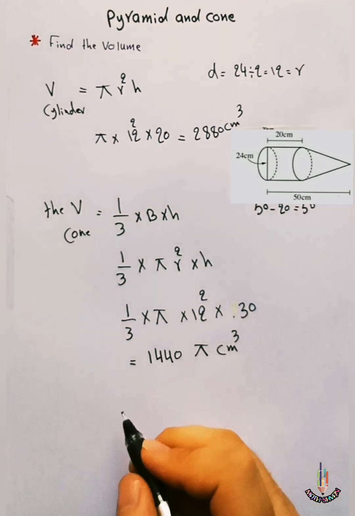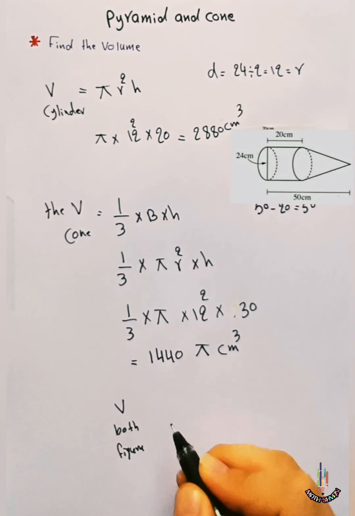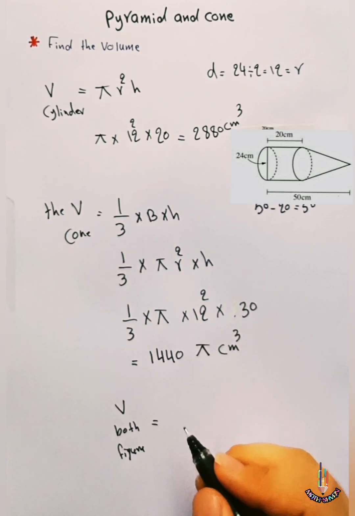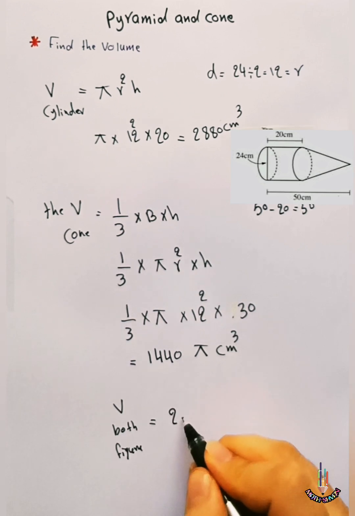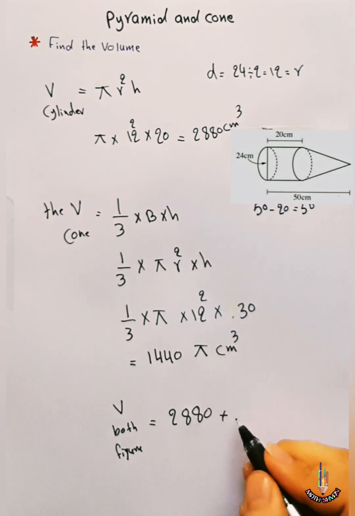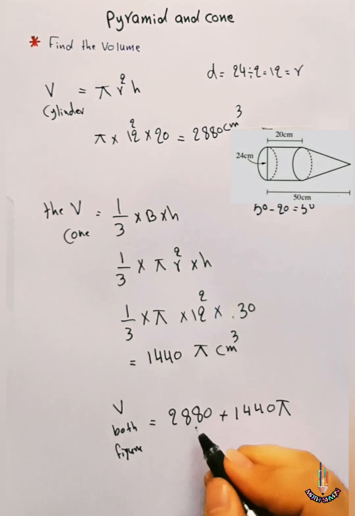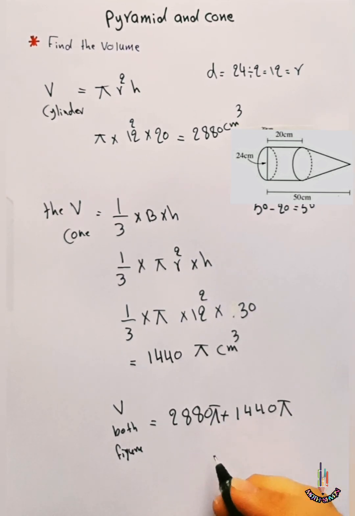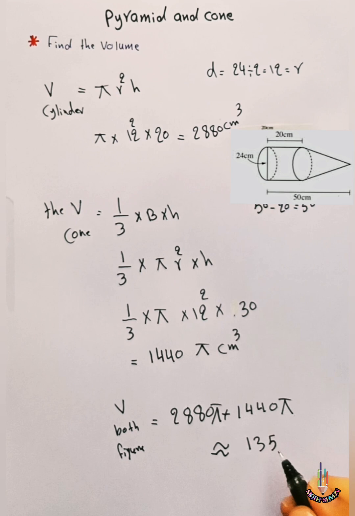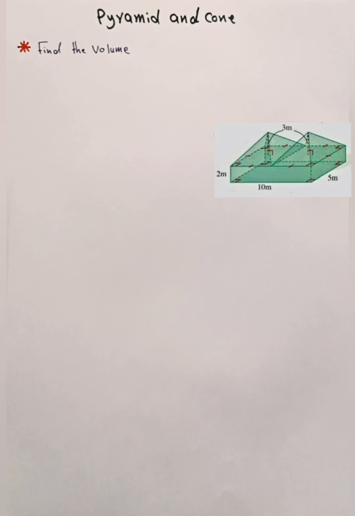So for the volume of the composite figure, for both figures, we have to add the volume of the cone and the volume of the cylinder. So you have to add 2880 pi with the volume for the cone, 1440 pi, and we have 4320 pi. So the sum is approximately equal to 13,560 cubic centimeters.